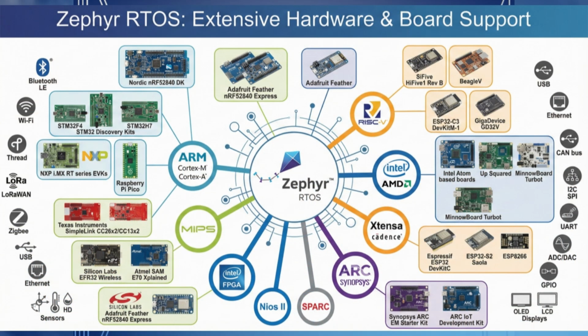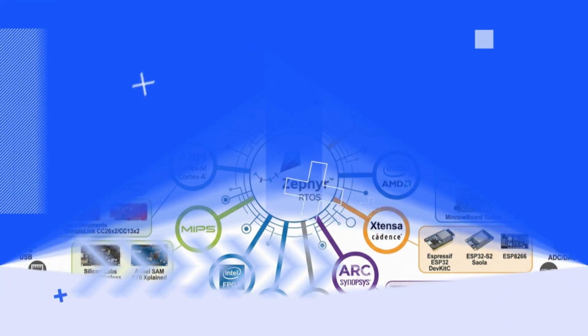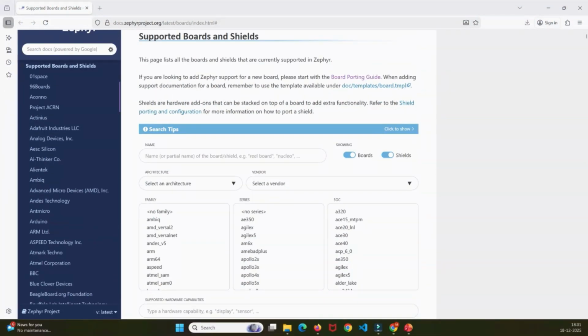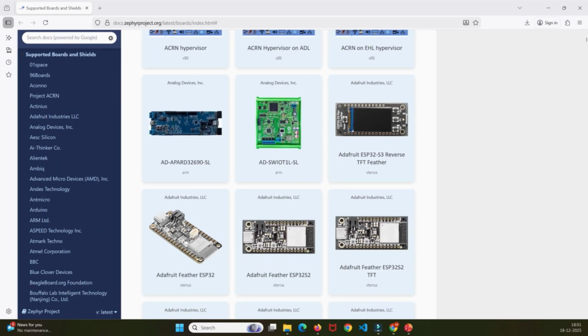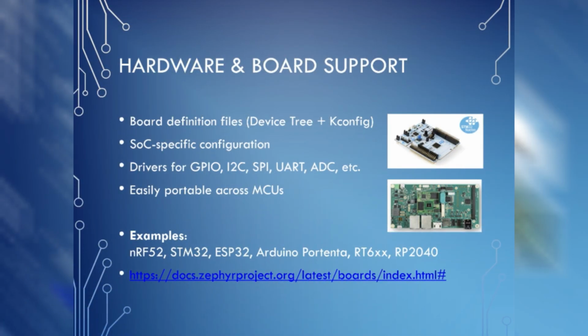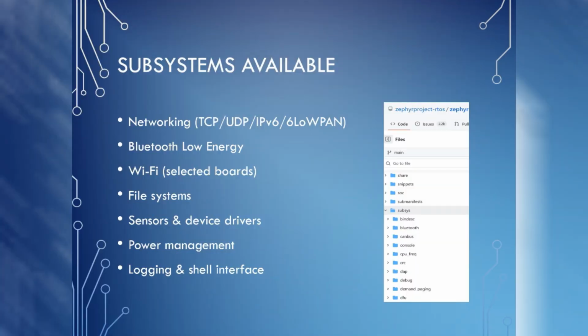Zephyr supports popular platforms such as STM32, ESP32, nRF52, NXP RT series, Arduino, Raspberry Pi, RP2040, and many others. You can switch from one board to another with minimal code changes. Thanks to the device tree plus Kconfig, porting between boards is incredibly smooth.